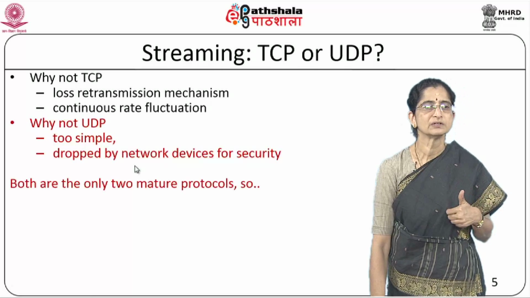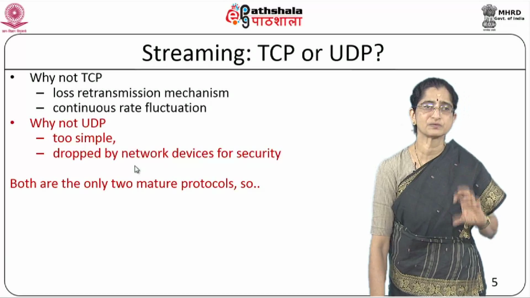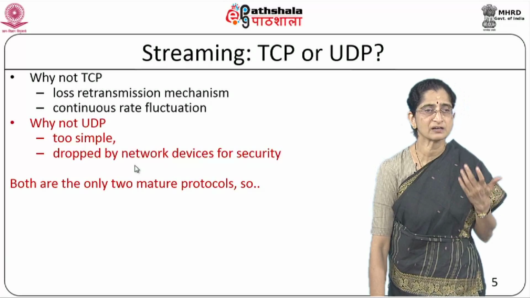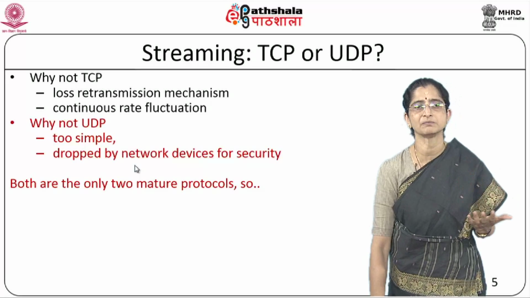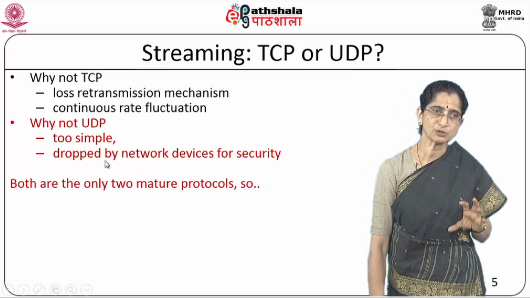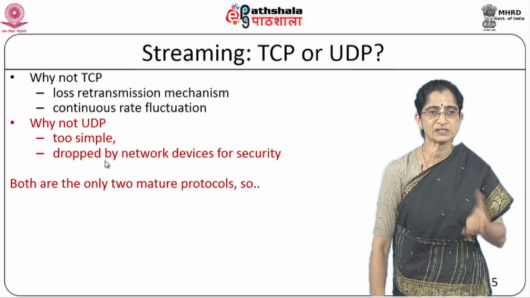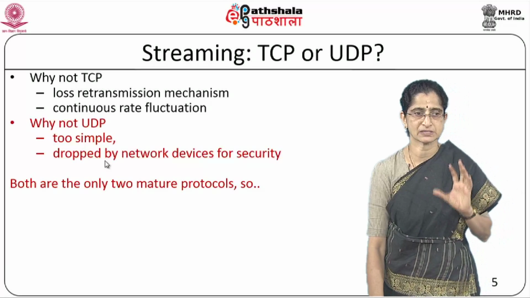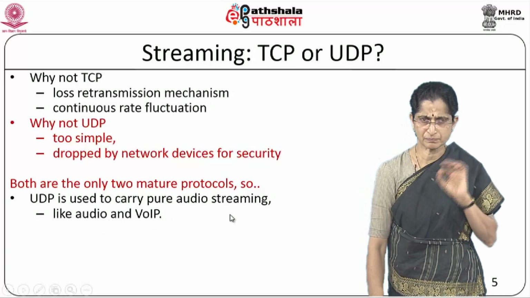So, what do we do? We try to come up with something in addition, but which makes use of UDP and TCP, because these are two mature protocols which are time tested, which have been running very successfully in the internet. So, we want to make use of these protocols, but do something over and above this, or make use of these for certain purposes. So, what is it that we make use of them for? UDP is normally used to carry pure audio streaming.